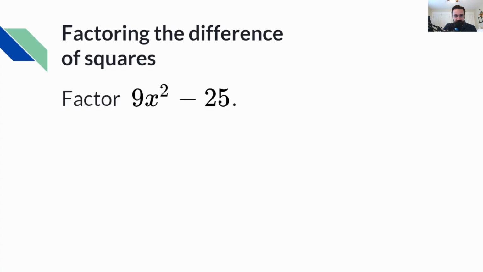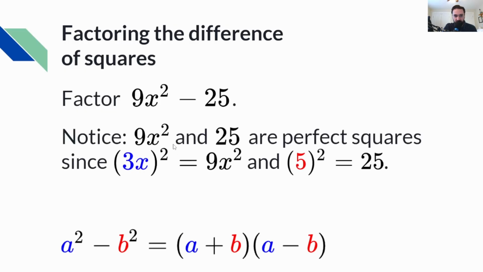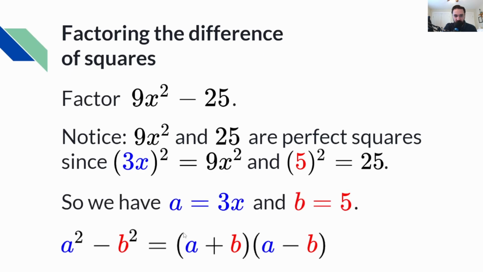So here we're asked to factor 9x squared minus 25. This is the formula we're going to use, the difference of squares. 9x squared and 25 are perfect squares, because 3x, the whole thing squared, equals 9x squared, and 5 squared equals 25. So we have our a in blue, a is 3x, and b in red is 5.